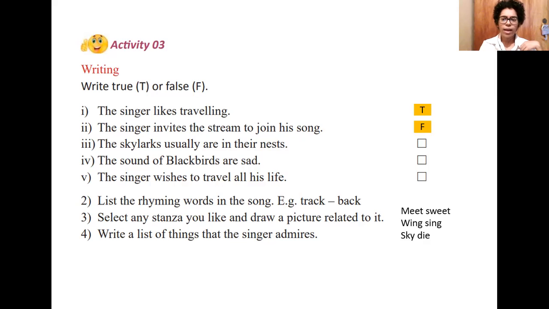The skylarks usually are in their nests. We remember the skylarks, right? Remember that they don't rest. Stay in their nests can resting. So nest is their home. Nest is their home, and being at home means they are resting. Now the song says they don't rest. So that means it is false.